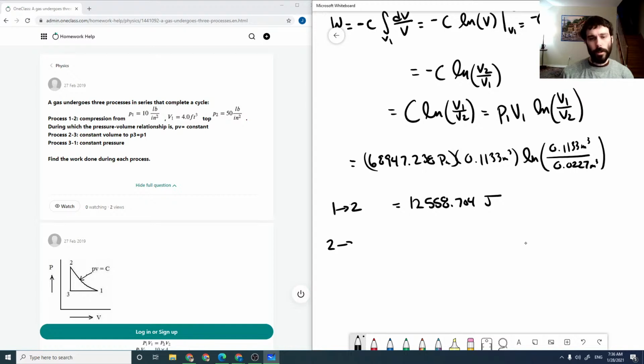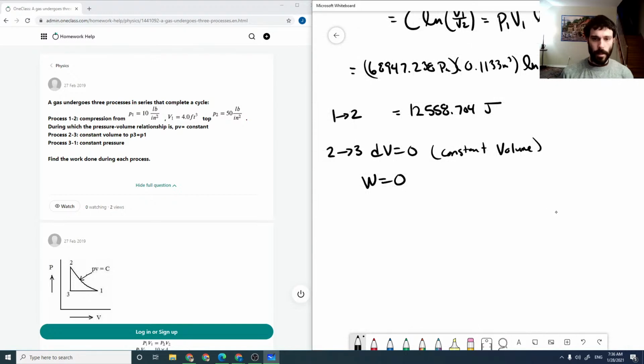So for 2 to 3, dV equals 0, as we're under constant volume. So our work is 0. And then for 3 to 1, we're under constant pressure, and that pressure is our initial pressure.